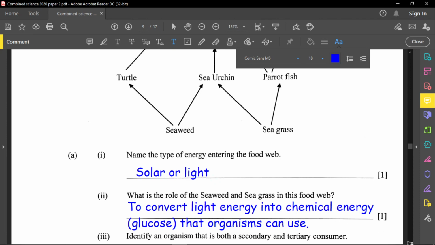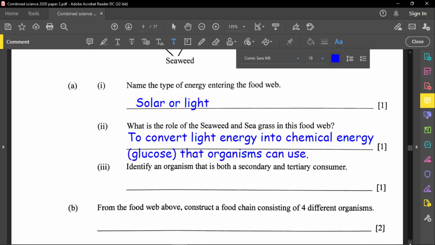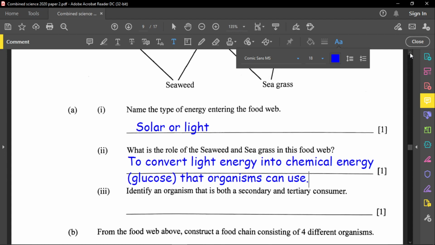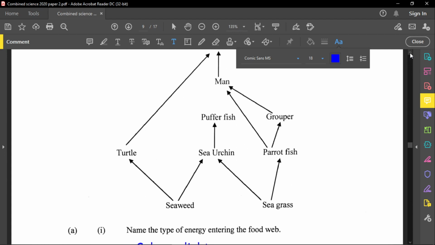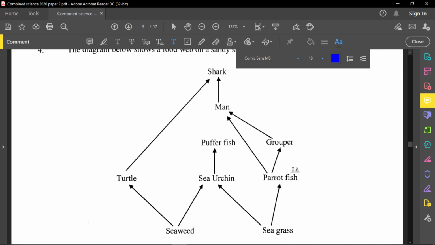Okay. All right. So part 3 of this now is to identify an organism that is both secondary and tertiary consumer. And so that means let's start from here. The seaweed and seagrass, they are producers. We don't need to start from there. We could start after that, right? So let's start from the parrotfish. Let's even go to sea urchin. Sea urchin, parrotfish, only 2. Okay, so that's thus secondary consumer right here.